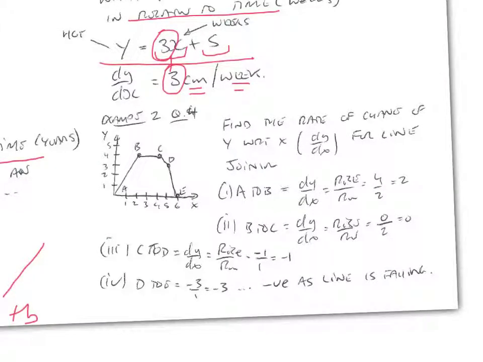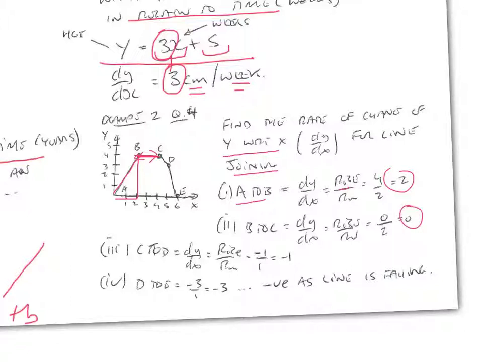And here's question 4 from your book. We have a graph here, and it's find the rate of change of y with respect to x, in other words dy/dx, for the line joining a to b. So what's dy/dx there? Well, dy/dx is the rise over the run. It's 4 is the rise over 2. It's 2. From b to c, dy/dx is the rise over the run. It's 0 rise because we're not going anywhere, and 2 over 2, but it's still 0.